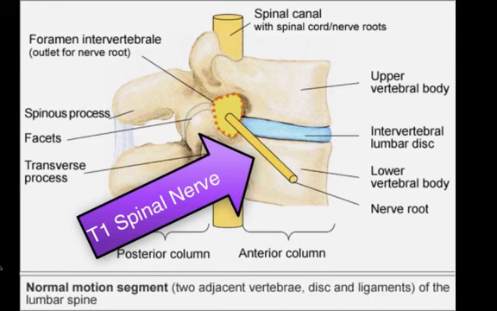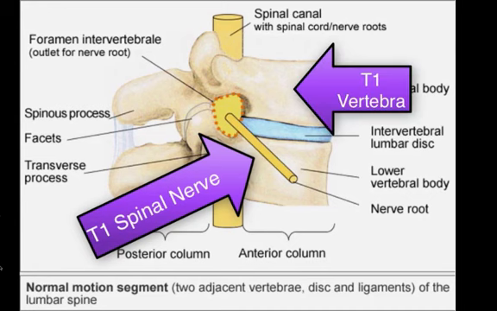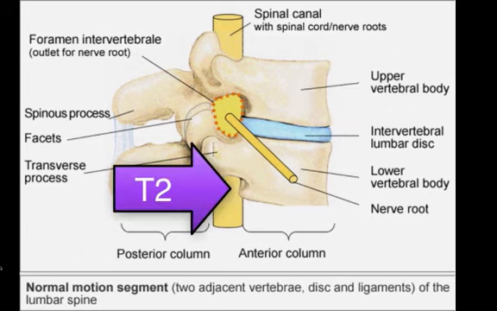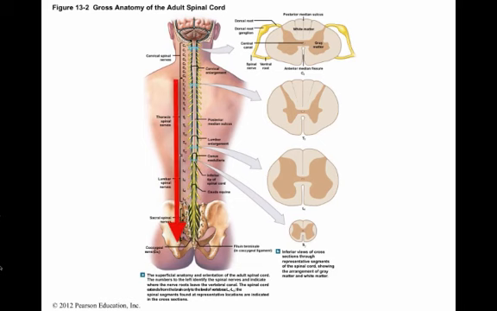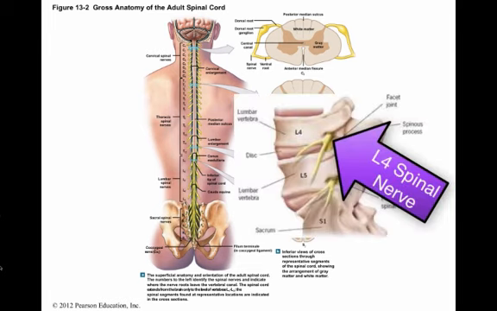Each spinal nerve inferior to the first thoracic vertebra takes its name from the vertebra immediately superior to it. Thus, T1 emerges immediately inferior to the T1 vertebra. T2 emerges immediately inferior to the T2 vertebra. This arrangement continues all the way down through the lumbars and into the sacrum. The L4 spinal nerve exits just below the L4 vertebra.